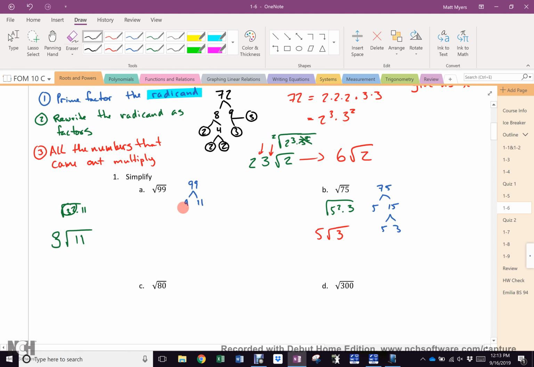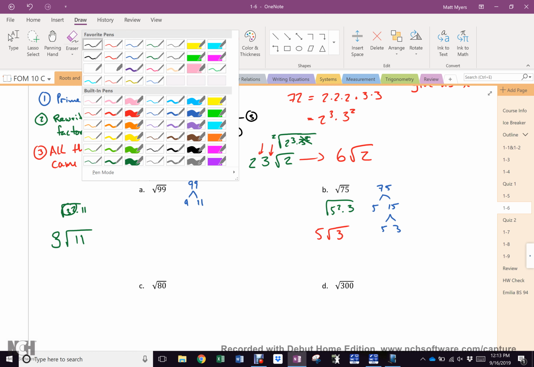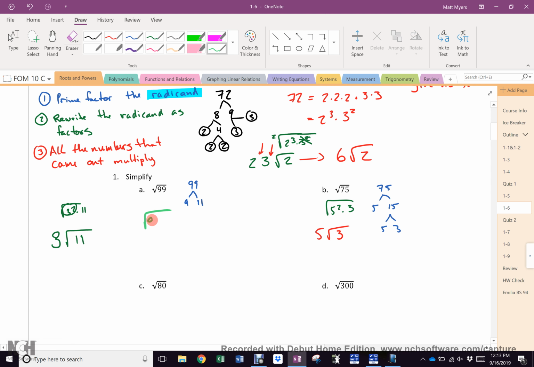Right here, isn't the square root of 99, I'm going to choose a different color green, isn't it 9 times 11? Doesn't 9 have a square root? So I bring out the 3, right? Do you see 9 somewhere in my tree? It's right there, yeah? So I've already said you can stop your trees at prime numbers, but now, if I'm looking for a square root, I can stop my branches at any perfect square.